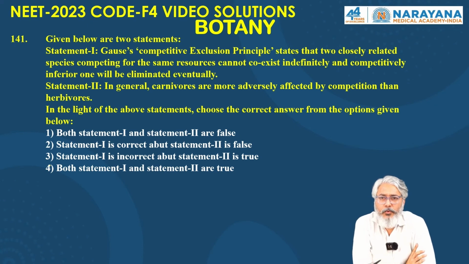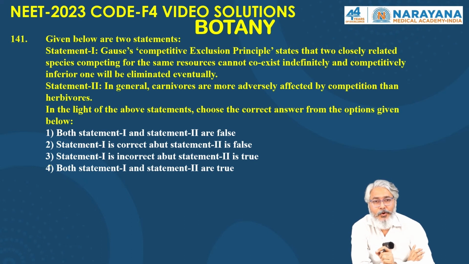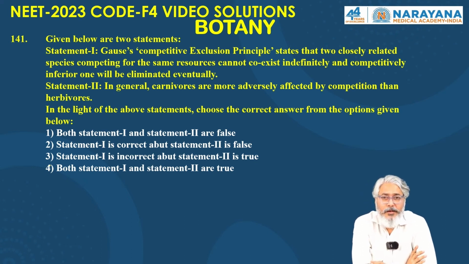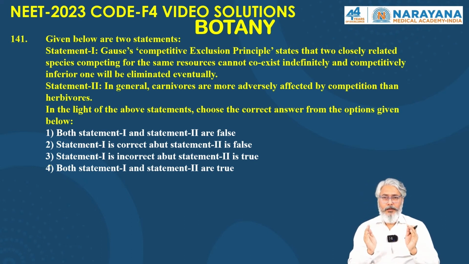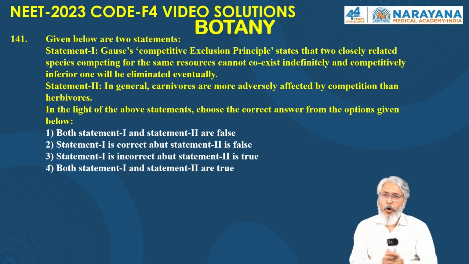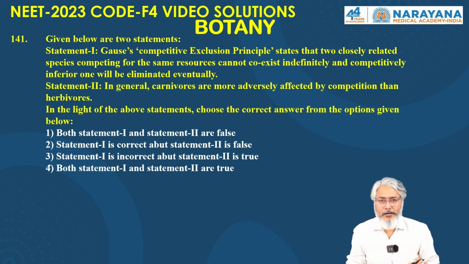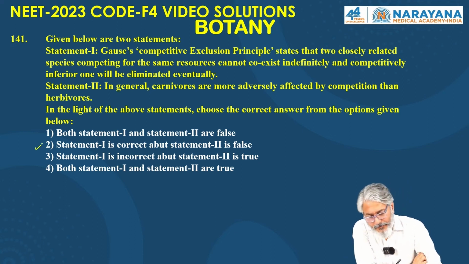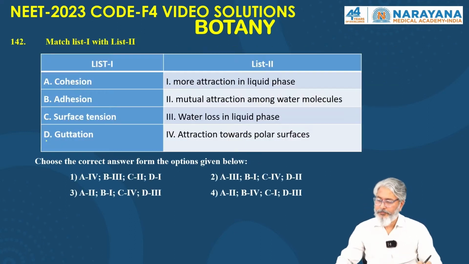Now come to statement 2. In general, carnivores are more adversely affected by competition. So that statement is not correct, because in general you have to remember the rule: either producers or the herbivores are more adversely affected. Clear? So second is false. So the answer is the second one.